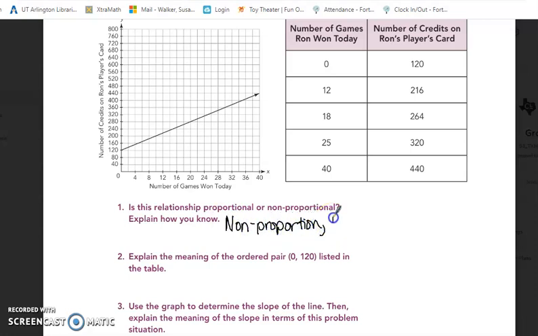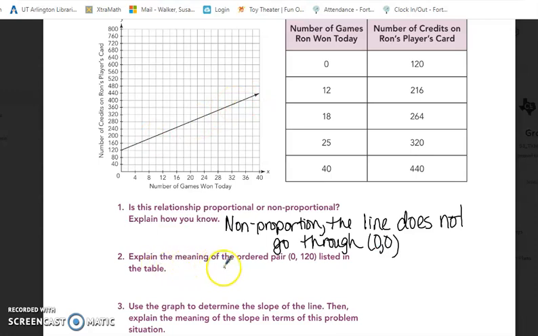Why? The line, or I was going to say the graph, the line of the graph does not go through 0, 0. If it goes through 0, 0, and it's linear, then it's proportional. This is linear, but it's linear non-proportional, okay? And we already talked about this.